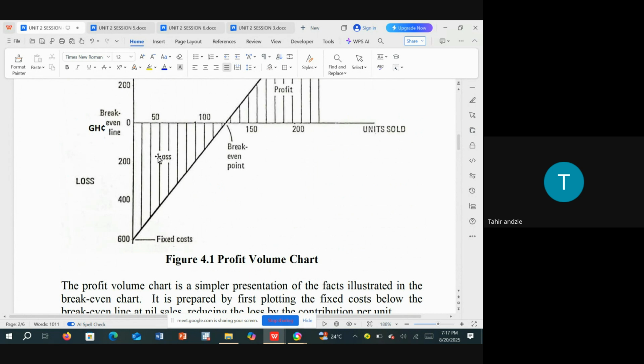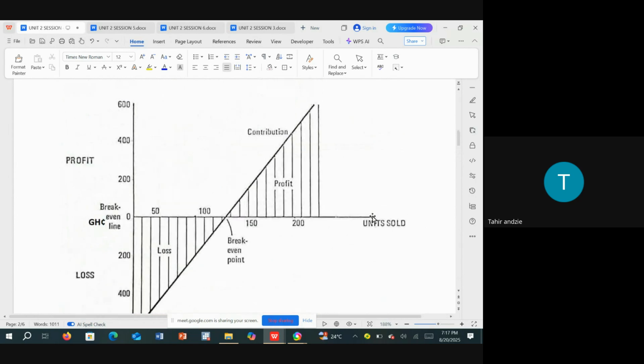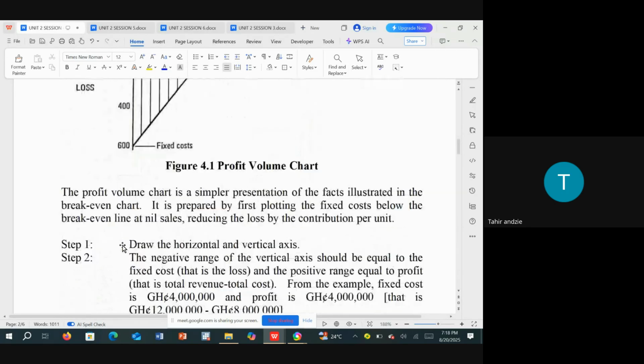Okay, and then to get the maximum profit, you get the total sales revenue minus total cost. Remember, the total cost is fixed cost plus variable cost. So if you take that from the total revenue, you get the profit. That will give you the maximum profit at the sale. So you now use that range to plot or to scale the vertical axis. All right.